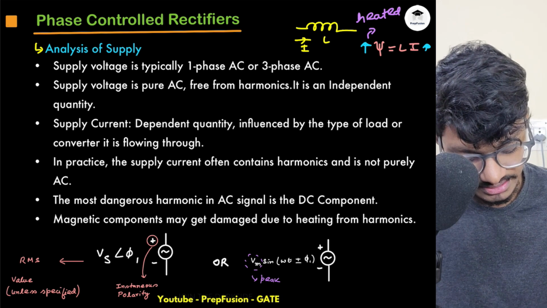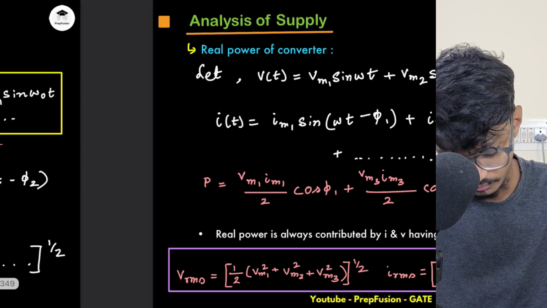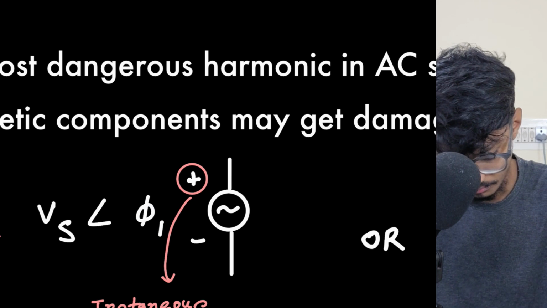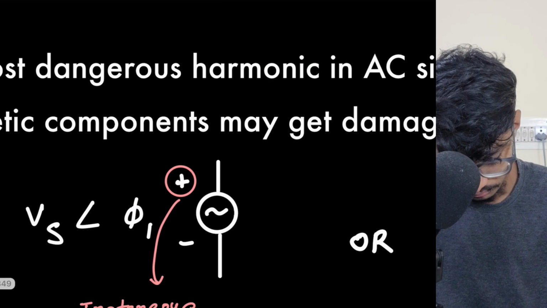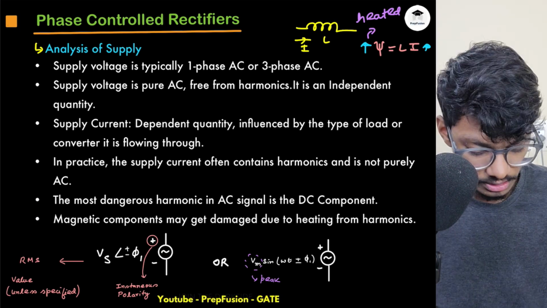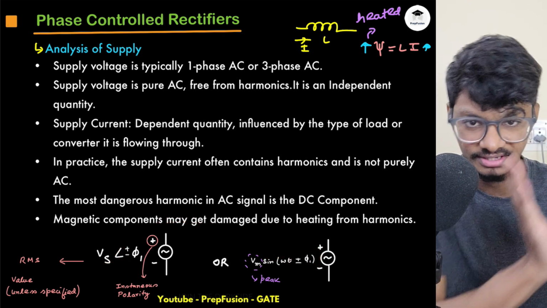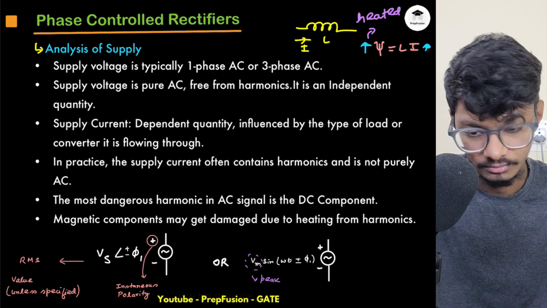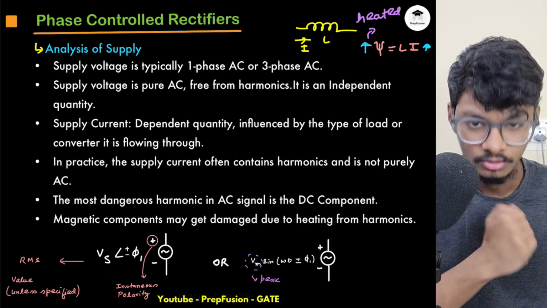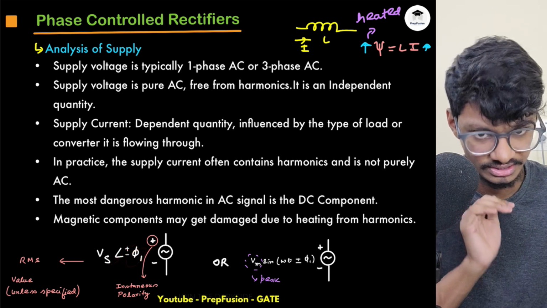The other thing is this phi. Phi means by how much phase angle this is lagging. This can be plus or minus here as well. This plus minus phi is basically the phase lag, phase delay or phase advance of this particular source. Generally there is no phase delay or advance; phi 1 is generally 0.